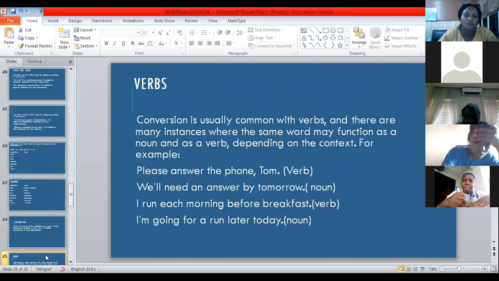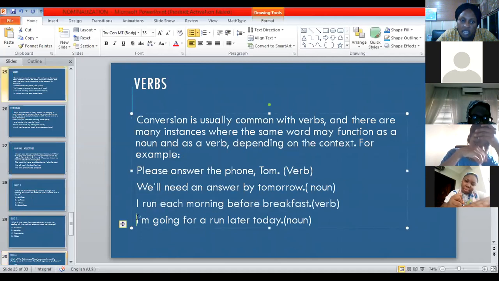For example, please answer the phone, Tom. Now, how is the word answer used here? Is it as a verb or as a noun? Let's read the second one, then it will be clearer. We will need an answer by tomorrow. Obviously, in the first context, answer is used as a verb, while in the second one, it is used as a noun.